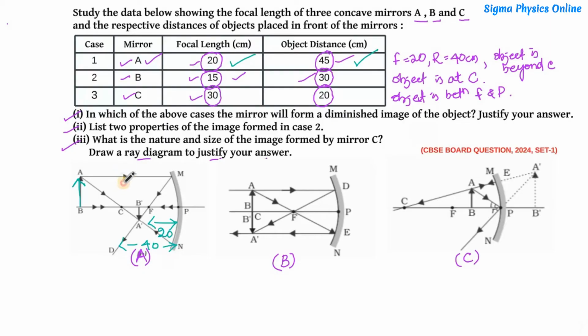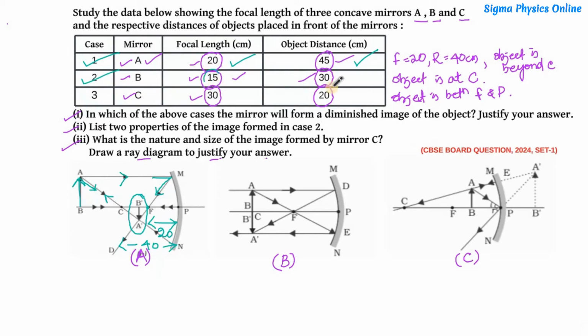Now if we look at the ray diagrams, one ray goes parallel to the principal axis. After reflection, it passes through the focus. Another ray passes through the center of curvature and goes away undeviated. So these two rays meet at this point, and here is the image which is formed, and the image is a real and inverted image. It lies between C and F and it's diminished or reduced in size. So this is our case 1.